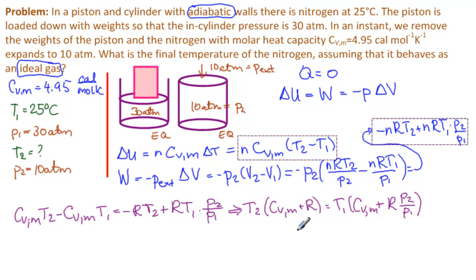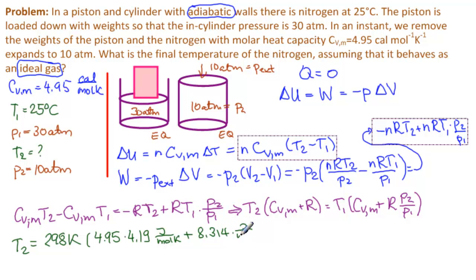And all we have to do is be very careful of our units. T2 equals, and so we need T1, which is 298 Kelvin. And then we have CVM, so that's 4.95 calories times 4.19 joules per calorie, so this is now joules per mole Kelvin, plus 8.314 joules per mole Kelvin, times 10 atmospheres. Why am I not fixing the atmospheres? Because they're going to cancel right here in front of us. So we don't have to change them into anything. Divided by this part right here, but without the 10 over 30.